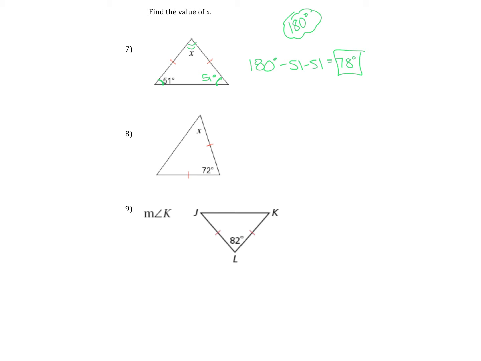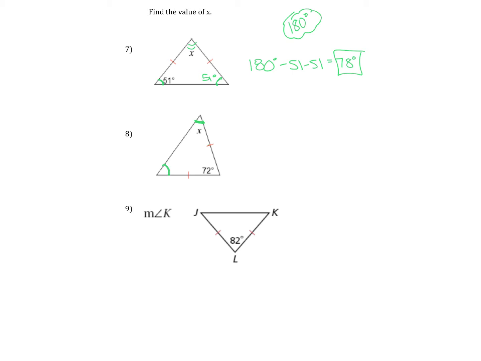On number 8, let's go find my base angles. My base angles this time are my green angles across from each other here. My red tick marks point. This red tick mark is pointing to this angle, and the other one's pointing to this one. That leaves us 72 degrees to be my lone vertex angle.